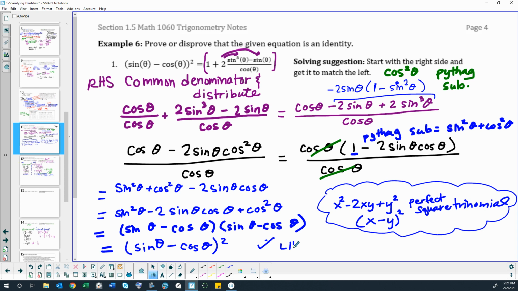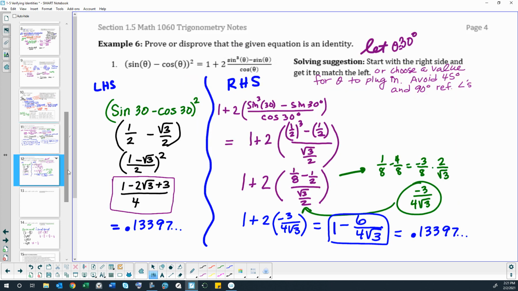That's our left-hand side right here. Okay, let's look at this a slightly different way. I already have this written up, so it won't take very long to explain. A lot of you were in class and saw this already.